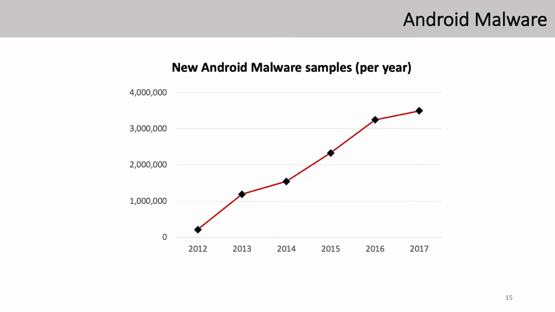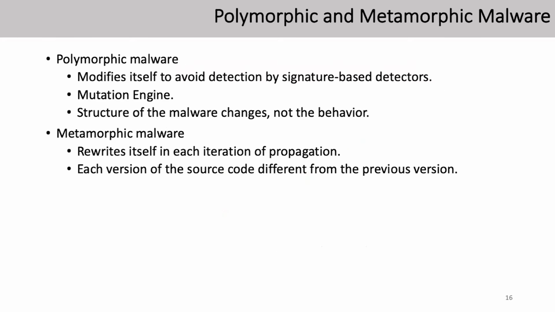So what is the reason why existing antivirus solutions are ineffective against modern malware? Let's first try to investigate that. Modern malware are mostly of two types, polymorphic and metamorphic. As the name suggests, "morphic" is a keyword which means that they modify or change themselves. Polymorphic malware modifies itself to avoid detection. They use a mutation engine, and the structure of the malware changes and not the behavior.